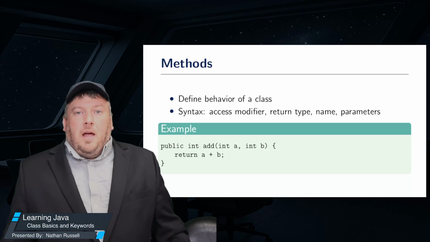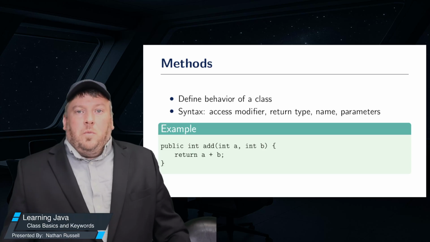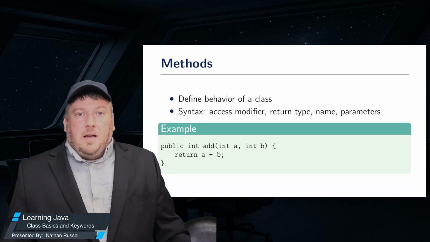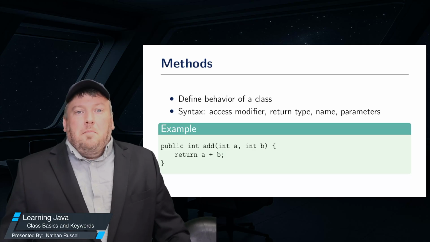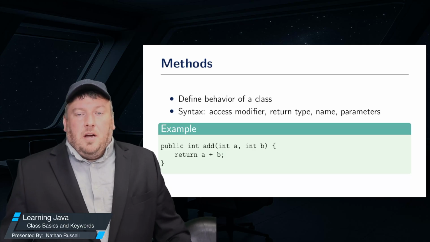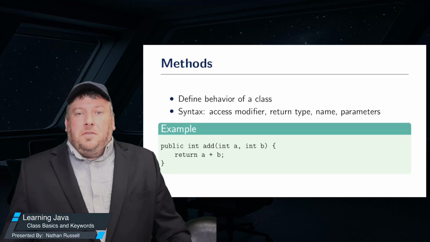Methods define the behavior of a class. They are written with an access modifier, a return type, a method name, and a parameter list. For example, a public add method that takes two integers and returns their sum. Methods are where the logic of your class is defined. They are effectively the tools that make your class behave a certain way.